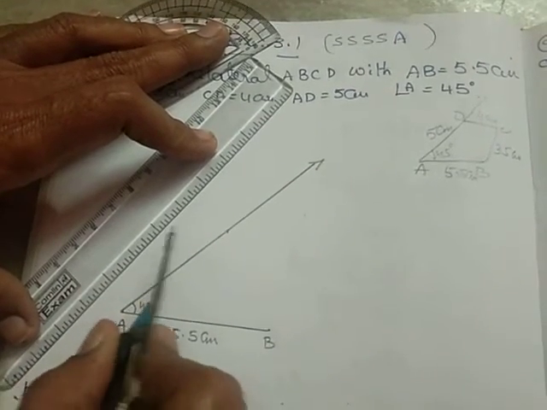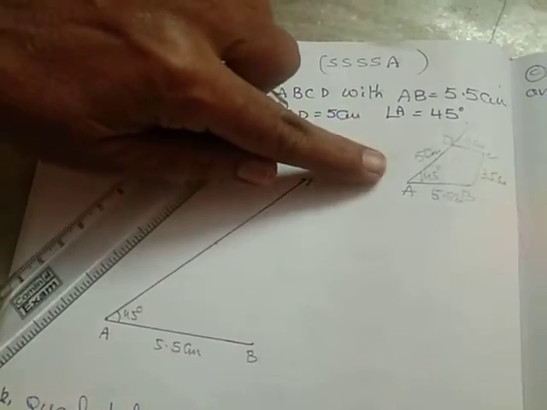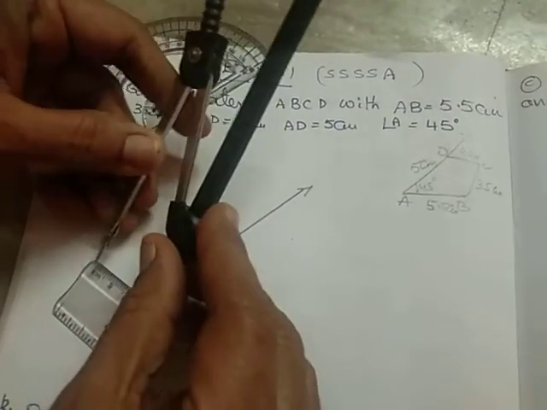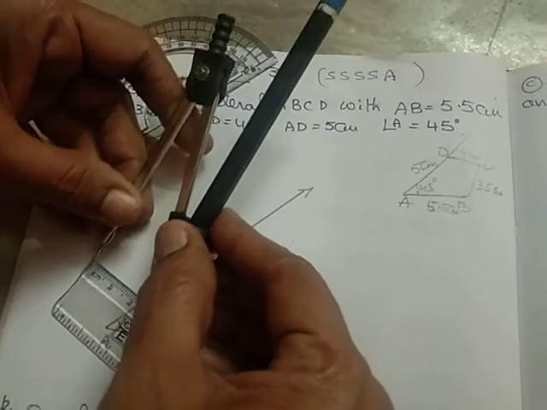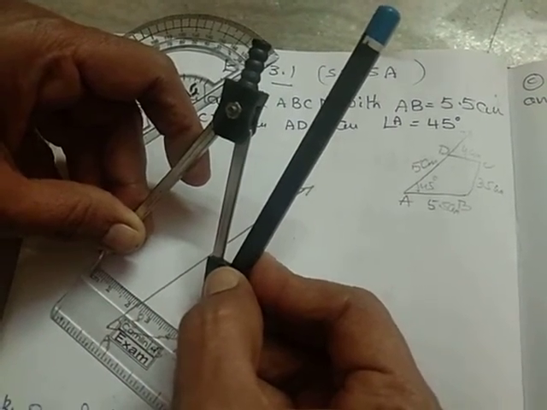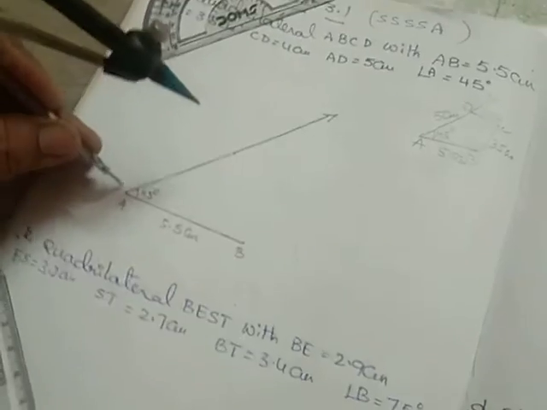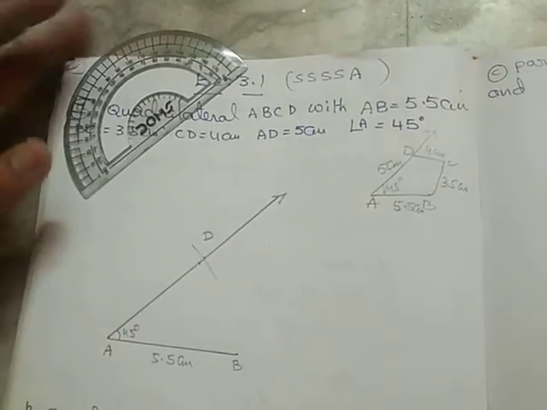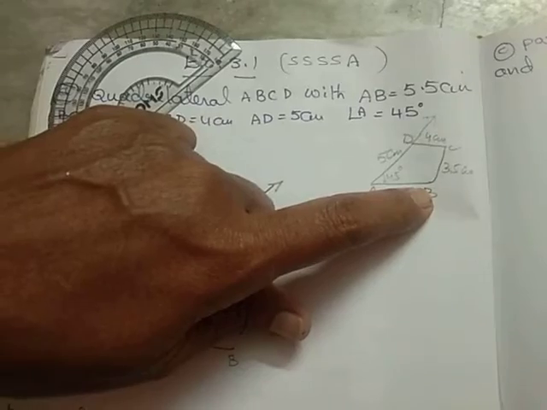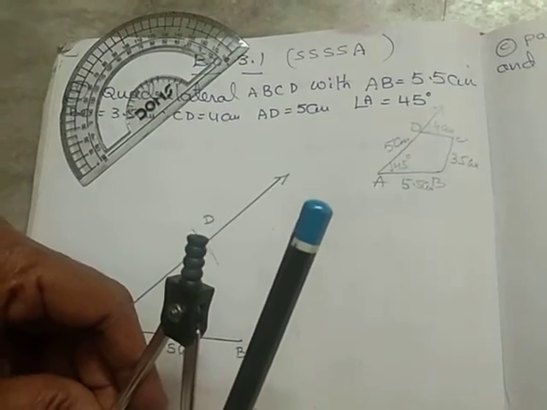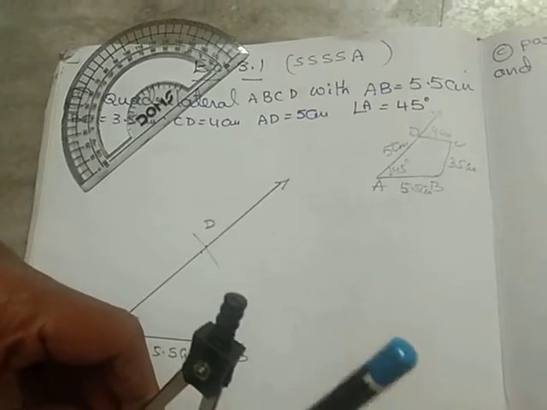So here 45 degrees. And see in the rough diagram, AD is 5 centimeters. So take a radius of 5 centimeters with the help of a compass. Draw an arc taking A as center. So this is D. And then take B as center and draw an arc of radius 3.5 centimeters.